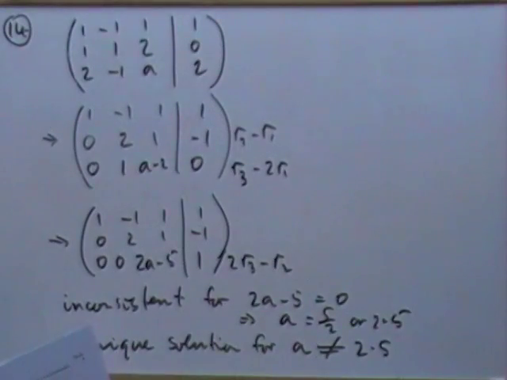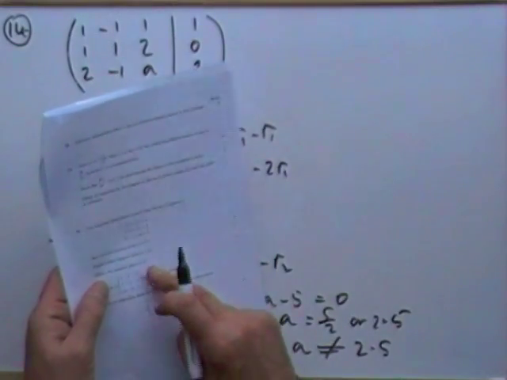Now, the question actually then says explain what happens when a is 2.5, and I've just done that the other way around, so it's just a case of writing that first bit. At 2.5, the system is inconsistent. Obtain the solution when a is 3.